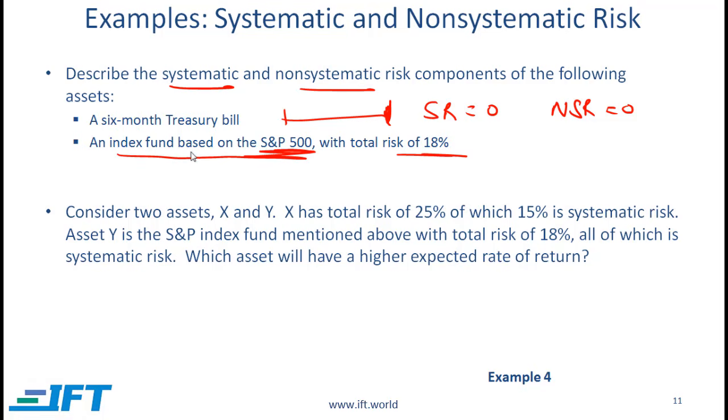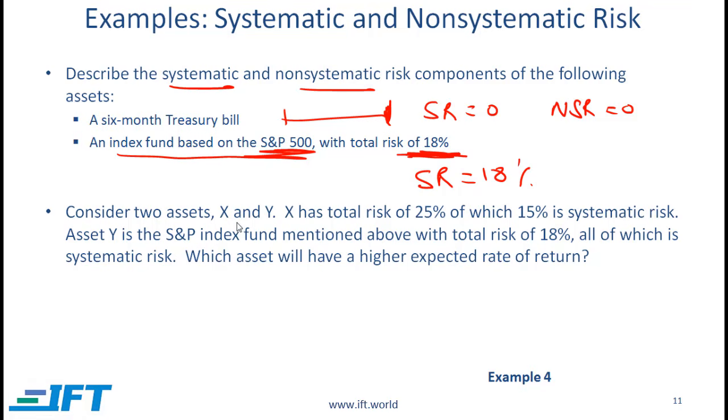An index fund based on the S&P 500 represents the market. With a market portfolio, we only have systematic risk. All the non-systematic risk has been diversified away. Therefore, this entire risk is systematic risk. There is no non-systematic risk in a market portfolio.